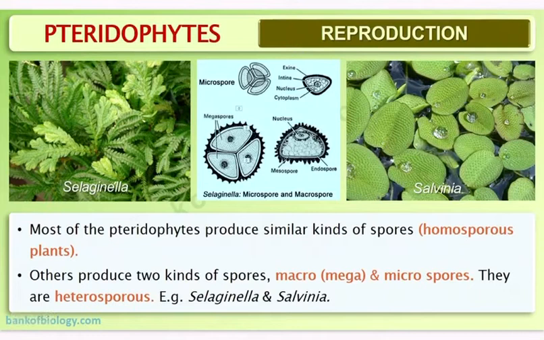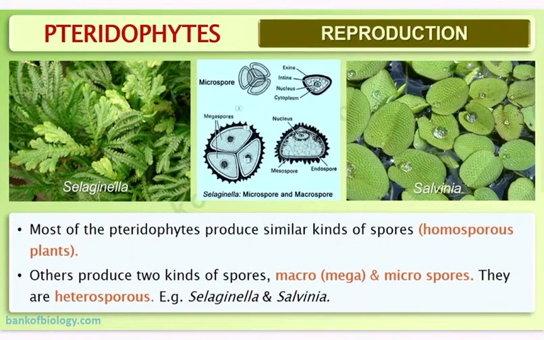So antherozoid fuses with the egg in the archegonium to form zygote. Zygote develops to a multicellular, well-differentiated sporophyte. So this is alternation of generation. Most of the pteridophytes produce similar kinds of spores. Like we said, isogamous. Here, homosporous, because spores, homosporous plants.